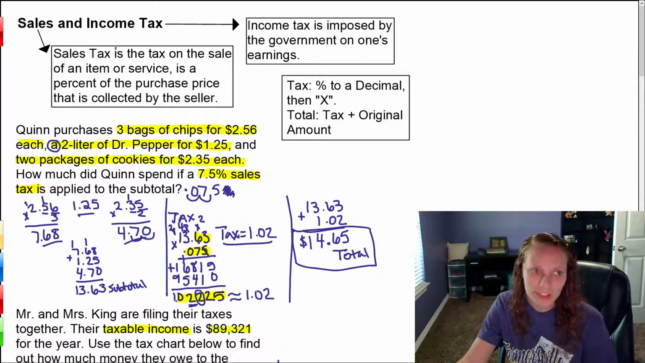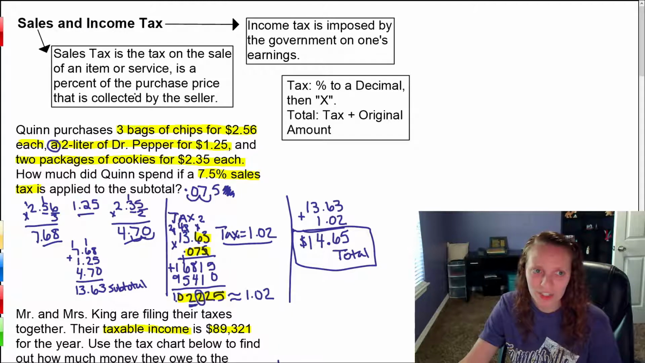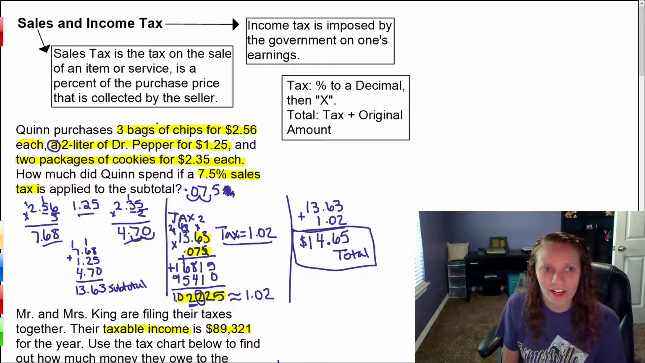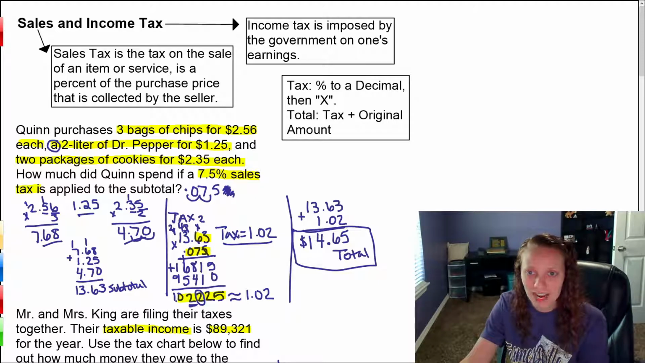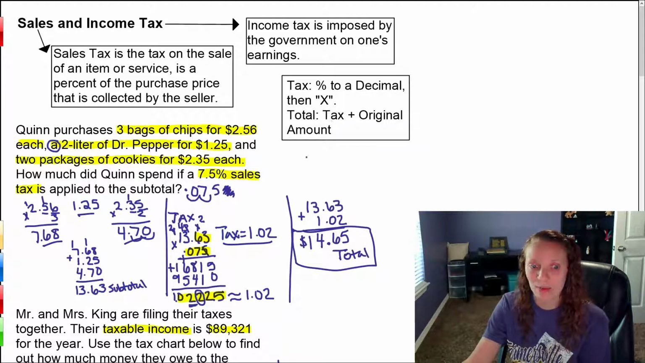So we talked about tax today. We talked about sales tax, which is tax on an item or a service, and you see sales tax at stores because stores sell things. It's a percentage of what you are spending on top of the subtotal. Remember, to find tax, we change the percent to a decimal and then multiply. And to find the total, we take the tax amount and add it with our original amount or the subtotal.